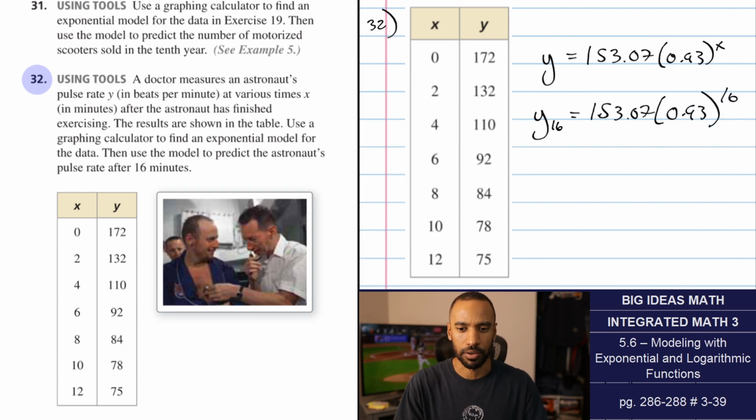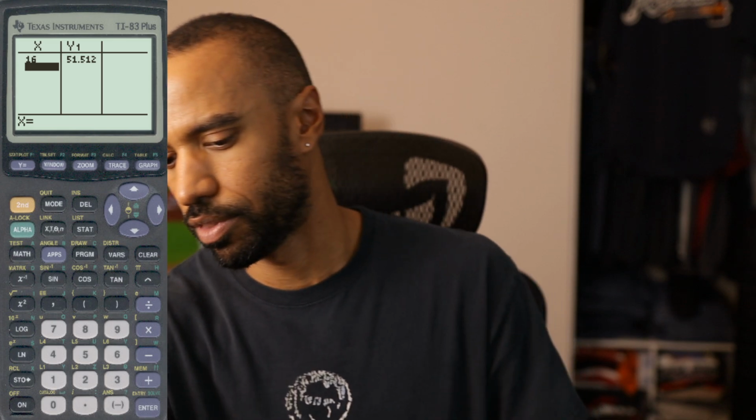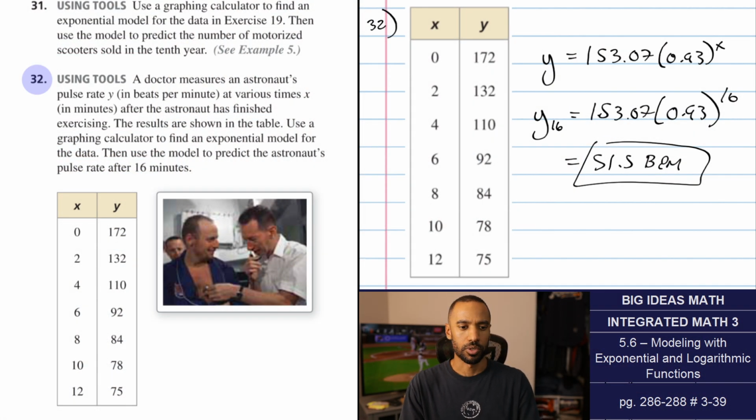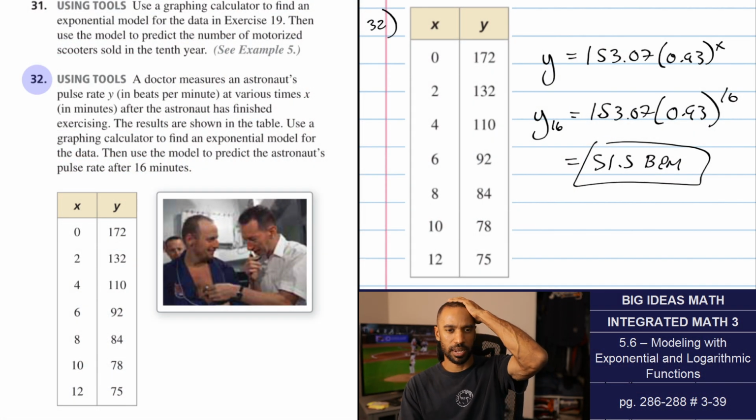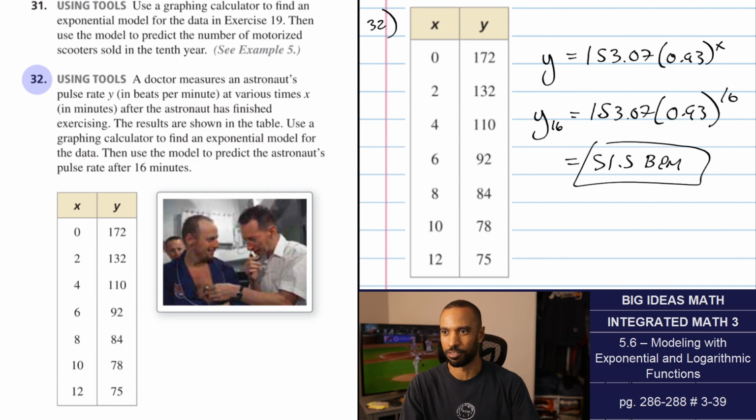And that's where I'm going to use the calculator again. So I have my equation entered into here. I'm going to go to my table. I'm going to enter 16 into here. And we're getting around 51.5 beats per minute. I don't think we capitalize all of them, but that's okay. That's what we're talking about, right? Heart rate, beats per minute. I think it's lowercase.